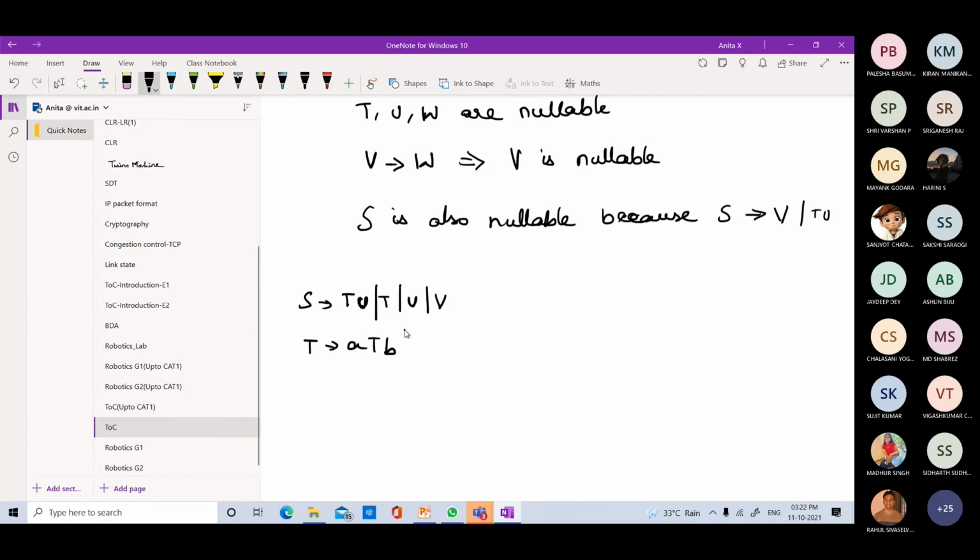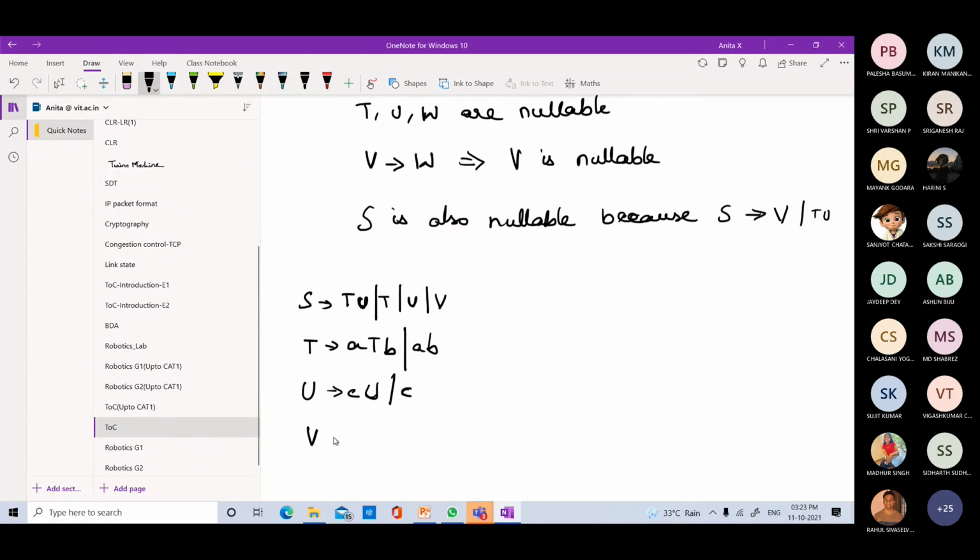So I have to eliminate that. What is the possibility I can have? T being nullable, so there is a possibility that T is epsilon. If T is nullable, what will I have? A, B. Yes, good. So the next is U derives C, U or epsilon. If I want to eliminate nullable, what is the possibility? If U is epsilon, I will have only C.